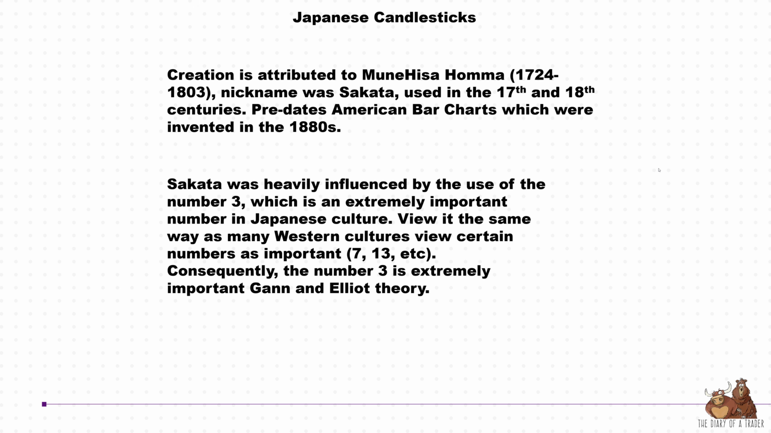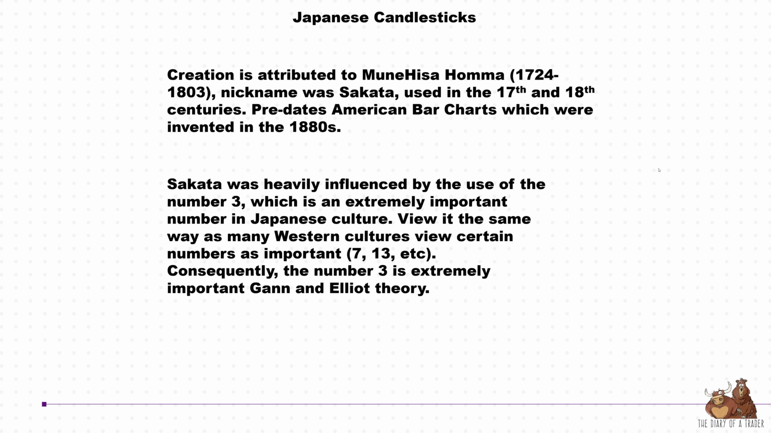The creation of these is attributed to a man named Munehisa Homma, who lived from 1724 to 1803. His nickname was Sakata, and he used these in the 17th and 18th centuries. That predates American bar charts by a good amount. American bar charts used to be the de facto chart style prior to Japanese candlesticks, but they weren't created until the 1880s.